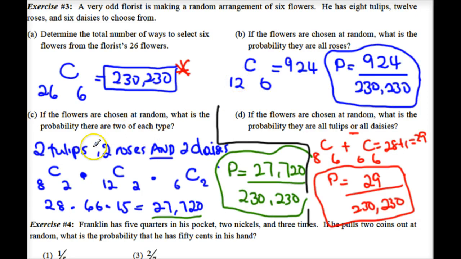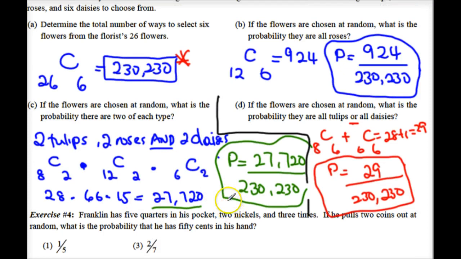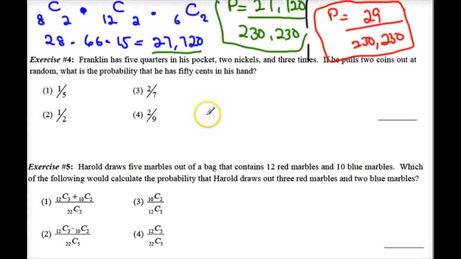Here we were asking for 2 of each. And then in D, we were asking what if they're all tulips or daisies. So once you know what the possibilities are, what we're looking for, we can calculate that. Now let's see what it looks like on the regions. I have 4 and 5, multiple choice.